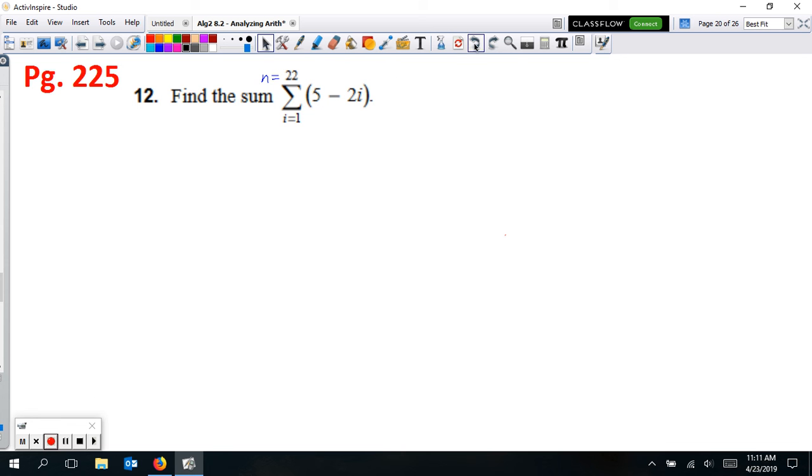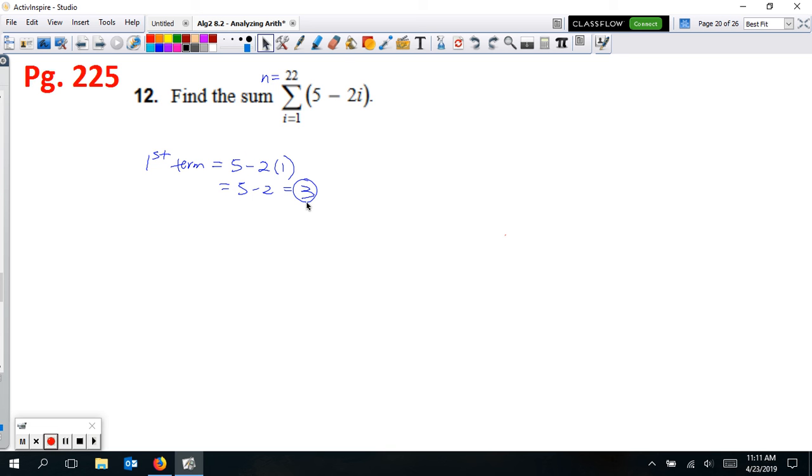So start with the first term. What is that first term? To figure out your first term, you just plug in 1 for your variable here. So it's 5 minus 2 times 1, and that will give us our first term. 2 times 1 is 2, so 5 minus 2 would be 3. Our first term is going to be 3 in this series.